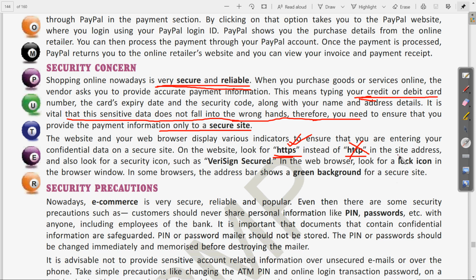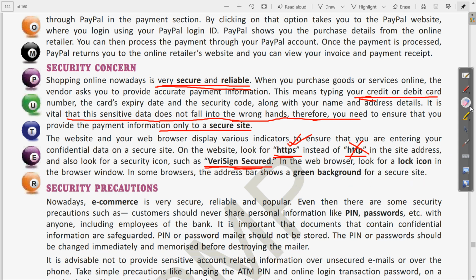Let us read this first. On the website, look for the HTTPS instead of HTTP in the site address, and also look for security icons such as VeriSign Secured. VeriSign Secured is a symbol on a few of the websites. These indicators are also there, so using these we can ensure that the website is secure. In the web browser, look for a lock icon in the browser window. In some browsers, the address bar shows a green background for a secure site.